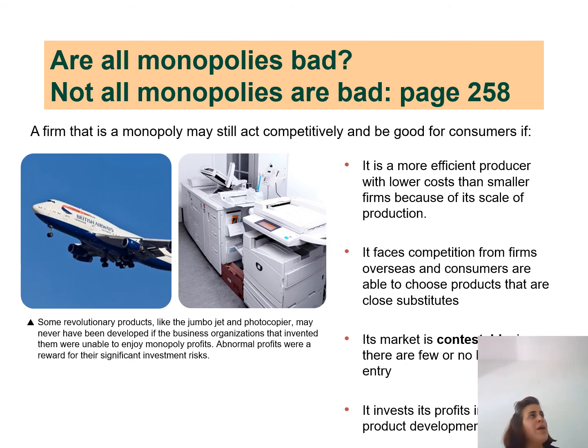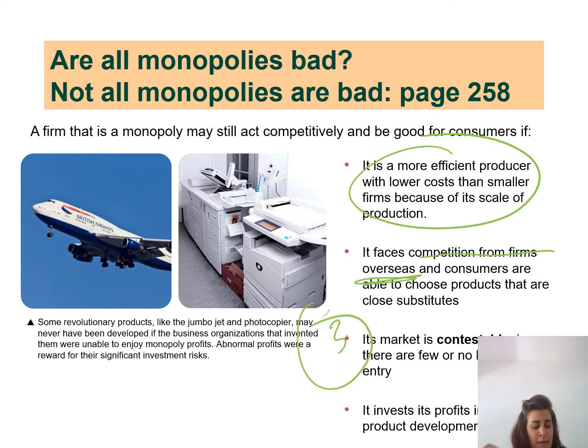Why? Because remember, they are using a strategy called massive production. They are producing in large quantities. Okay, so we have a massive scale of production. The second one, sometimes it might face competition from firms overseas, not from the country. So when they face this competition from overseas, they will start making their products better as a local company because they will be afraid that the consumers will start buying from other companies from overseas.